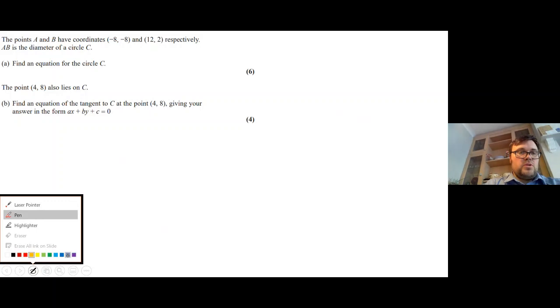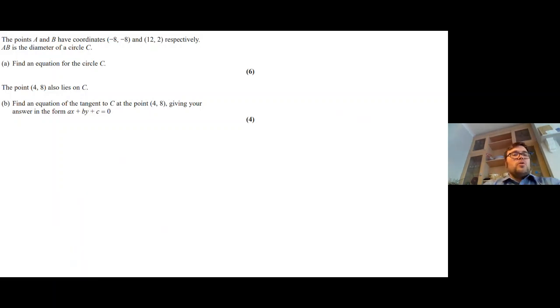Let's get on to circles. So here the points A and B are (-8, -8) and (12, 2) respectively, which just means that A is that value, B is that value.